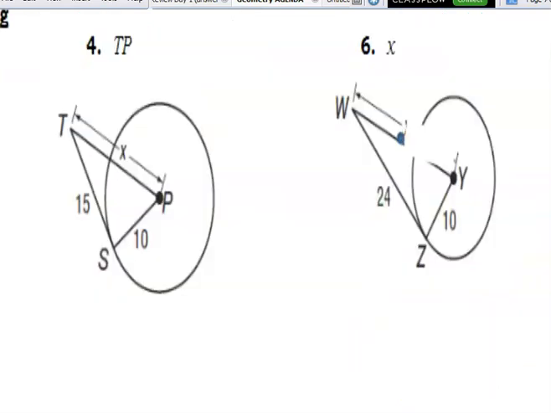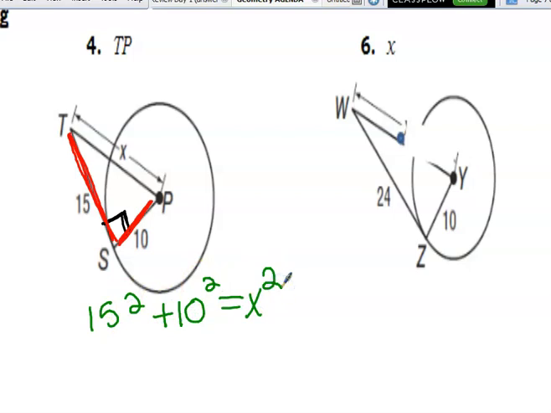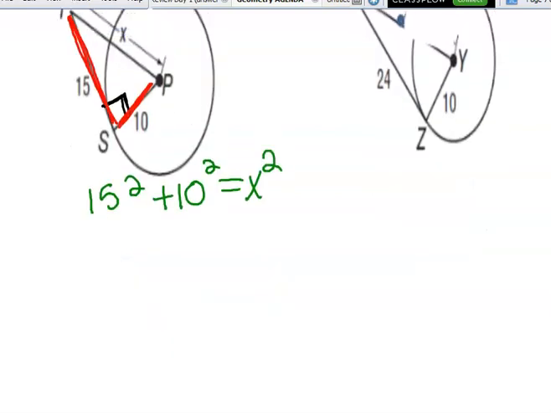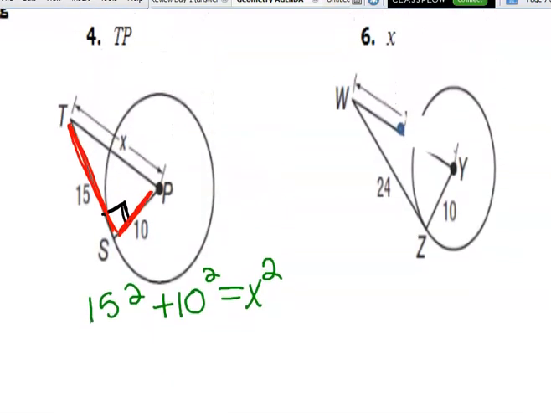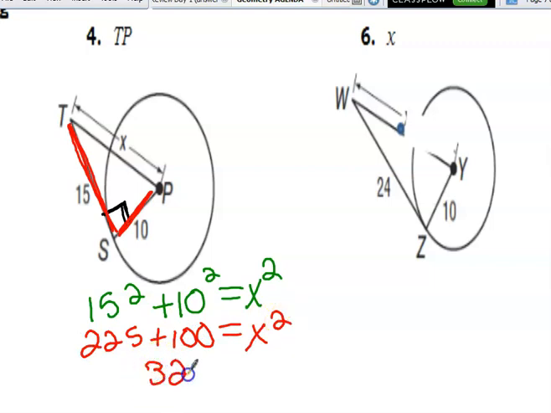All right, number 4. So 90 degrees is right here, because that's where the tangent attaches to the radius. So we're going to do 15 squared plus 10 squared equals x squared. We're going to find out what that x is and solve. So 15 squared is 225 plus 100, and that equals x squared. Add those together, and the opposite of squaring is square rooting. And you find out what x is.